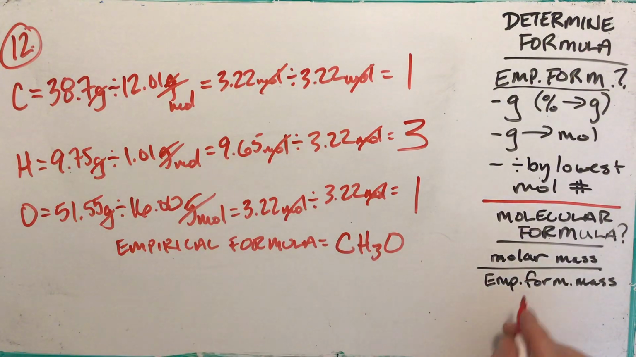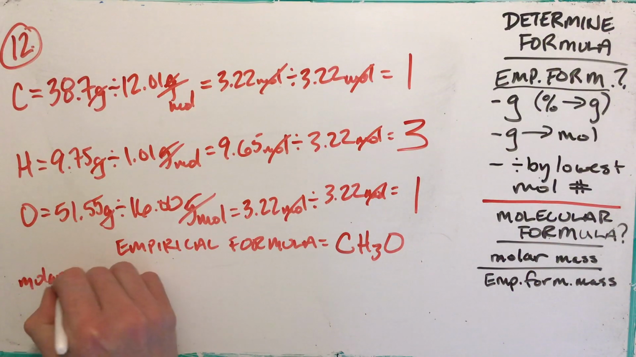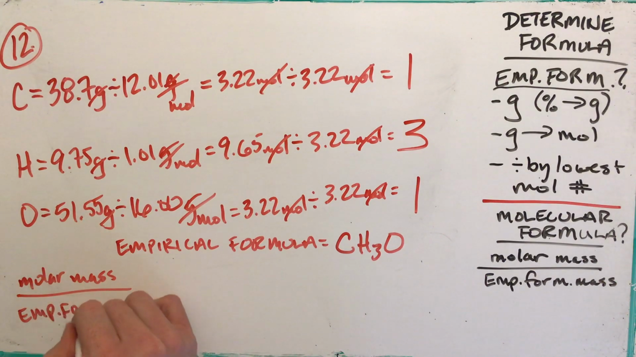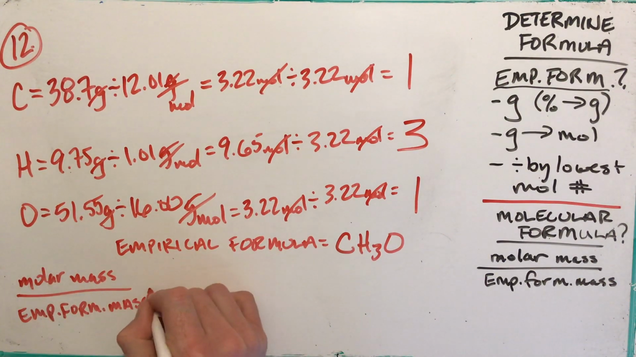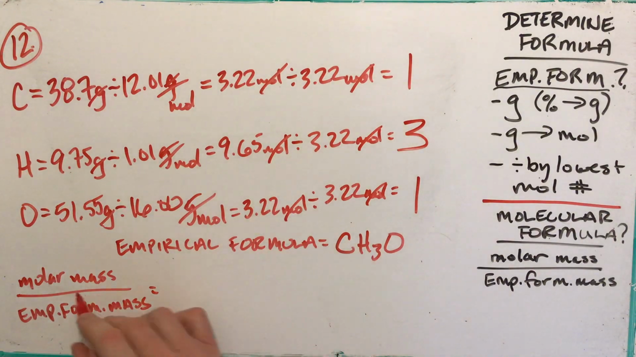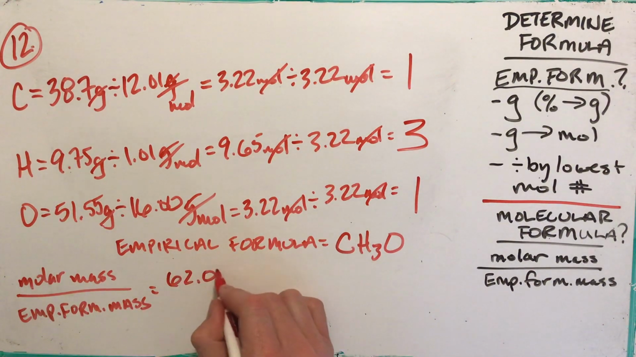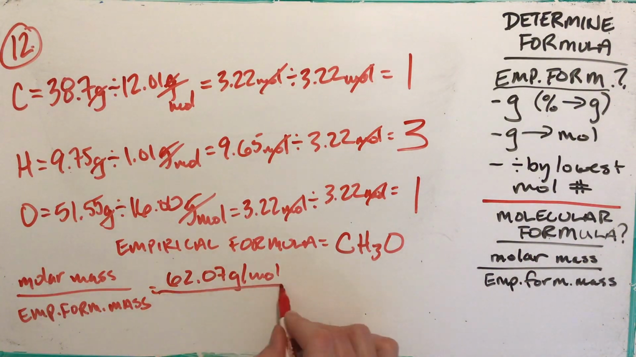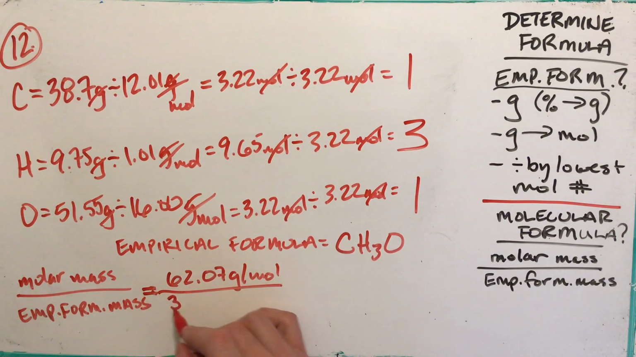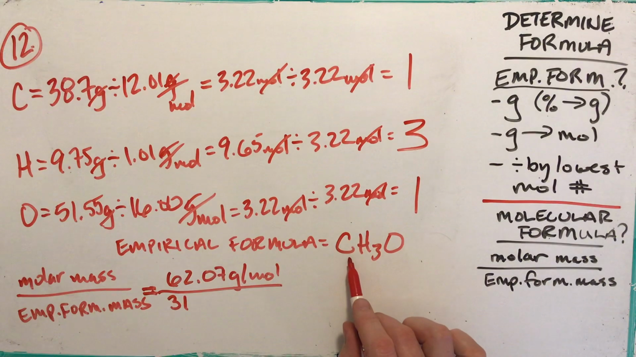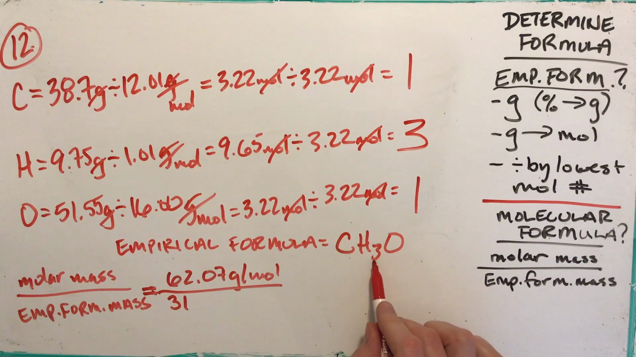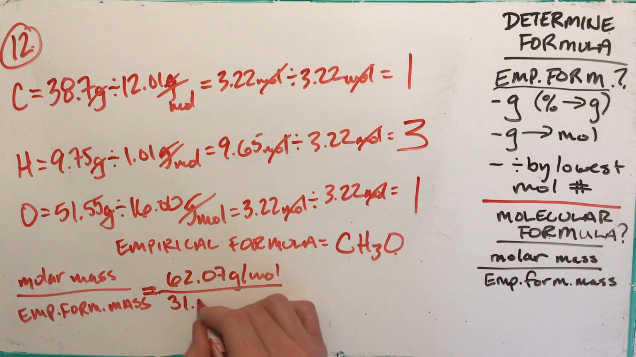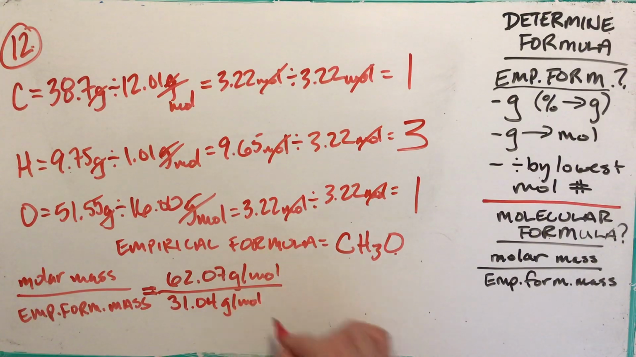So let's use this. Our molar mass divided by the empirical formula mass. Now the molar mass was given in the question, right? I said the molar mass is always going to be given to you. So the question said it was 62.07 grams per mole. And our empirical formula mass, when I add up 1 carbon, 3 hydrogens, and 1 oxygen using the atomic masses of the periodic table, I get 31.04 grams per mole, right?